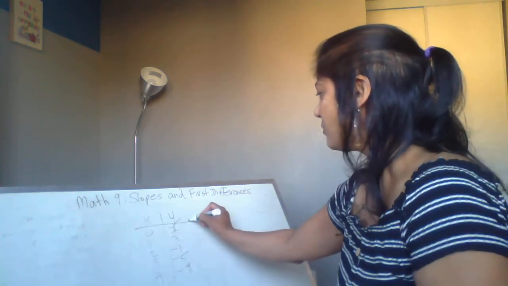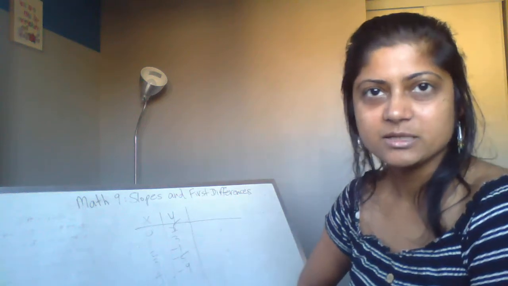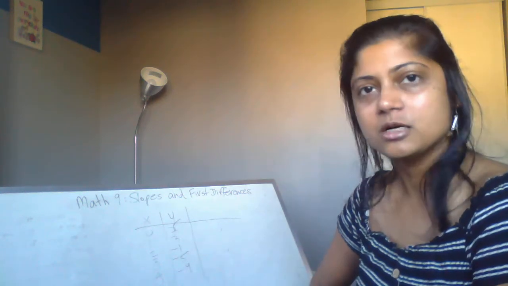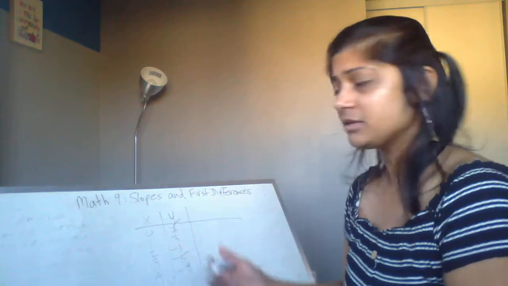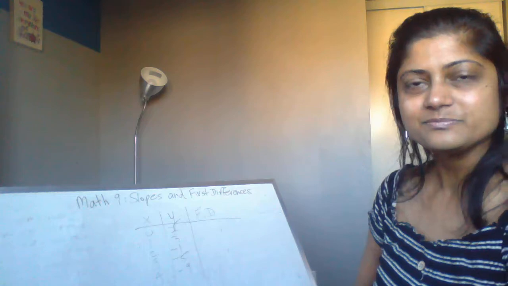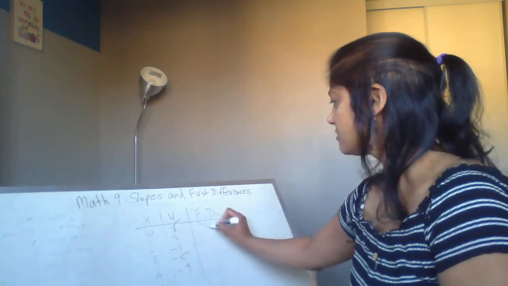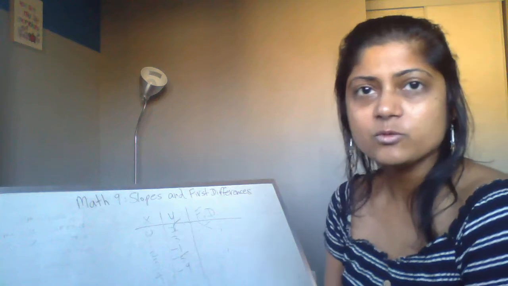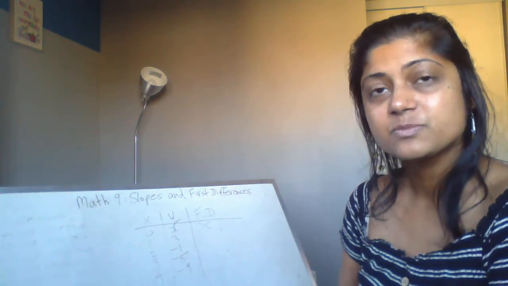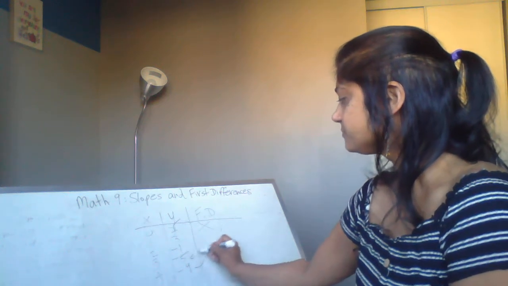Alright, and what we're going to do is take our table and extend a column into it. I'm going to name this column the first difference. Usually when you draw it out, it will be in boxes. We're going to cross out the first box here. What we're doing is looking for the difference between the y values. So I'm going to start from the bottom.